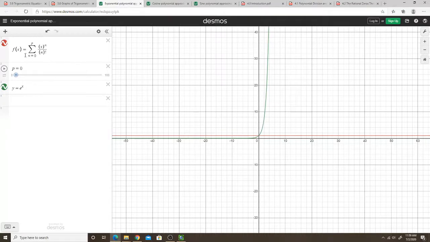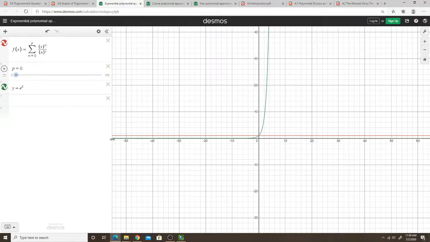Here's that formula written in summation notation, and if you're not familiar with summation notation, don't worry about it too much. You'll see this in calculus, and you'll learn all about summation notation. But this formula is that infinite polynomial that we talked about at the end of section 3.8. And so what I want you to do is take a look at this.